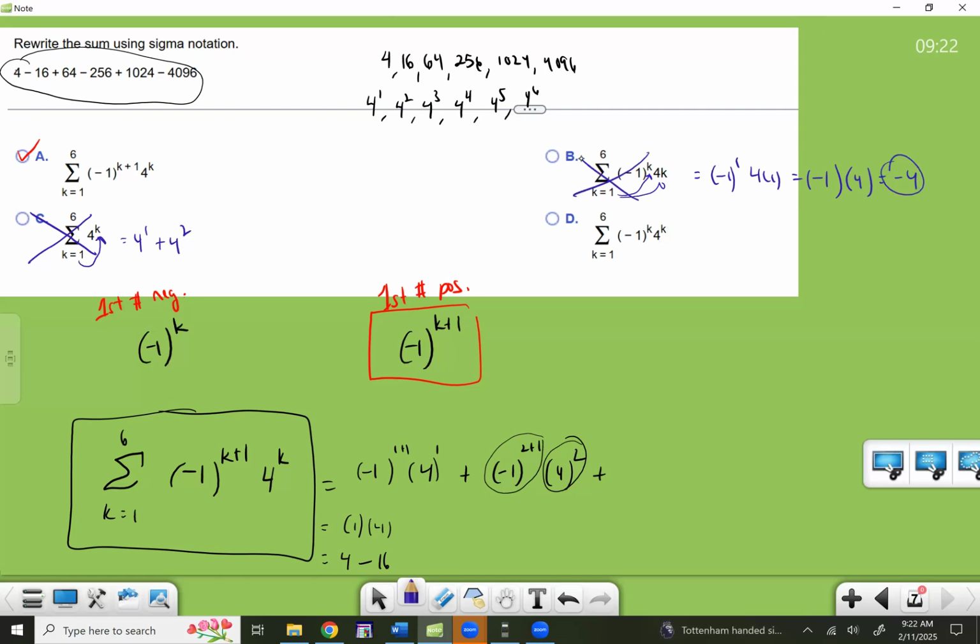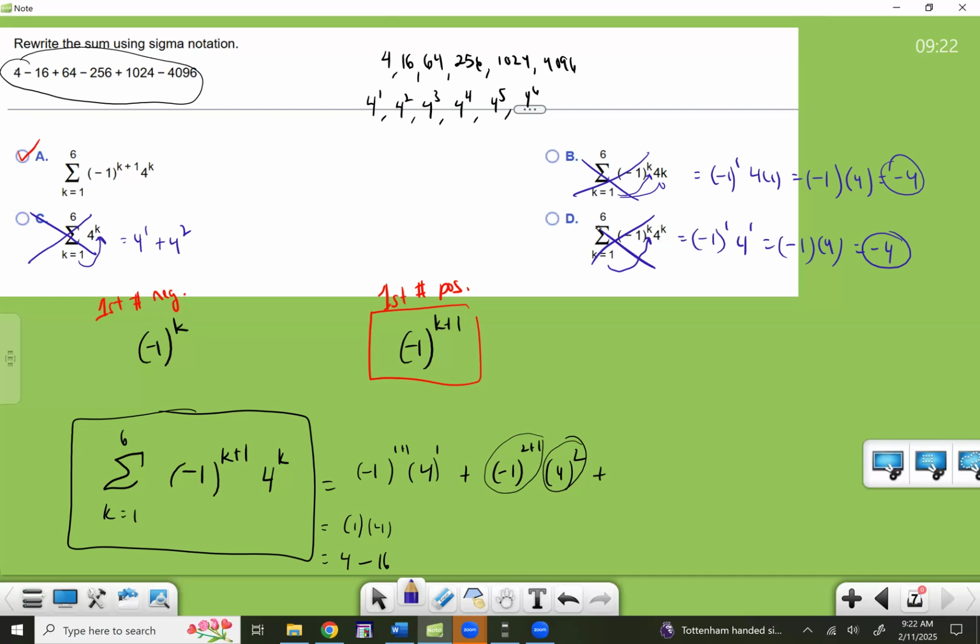You're out. If I substitute in a 1 here, we're going to have pretty much the same issue. It's going to be a negative, right? Because a -1 raised to the 1, and then 4 to the first. Well, that's going to be -1 times 4. I don't have the correct first term, so you're out too. Okay, so it would have to be A on that one because of my process of elimination. The other ones just can't be correct.